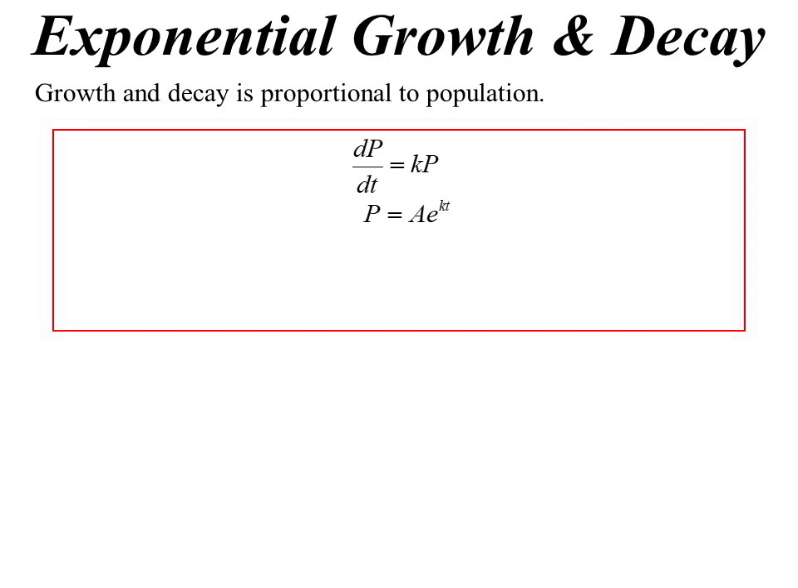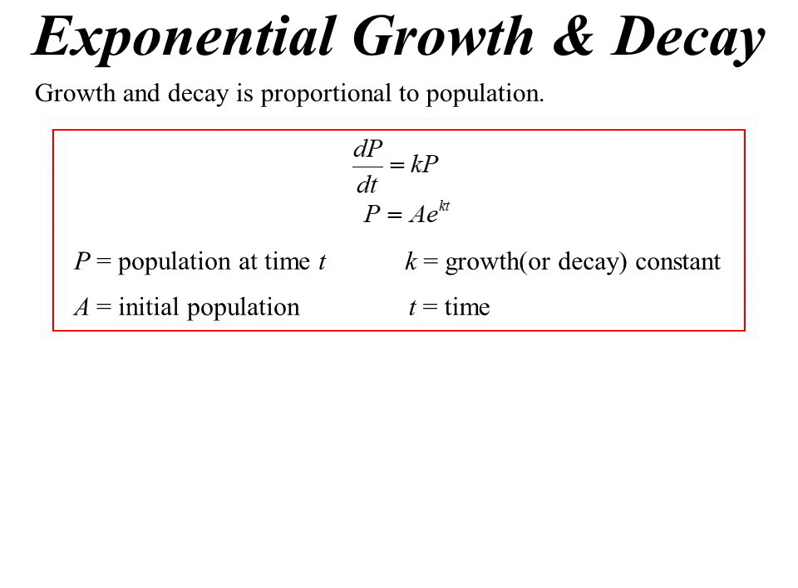At this stage they won't ask you to find the solution, they might ask you to prove it, and we can do that. But they won't ask you necessarily to find it. So P represents population. A will end up being the initial population, because if you make t equal to 0, you end up with e to the power of 0, which is of course 1, and so population would be A. So A is always the initial population. k is our growth constant, or if it's dying, a decay constant. And t, of course, represents time.